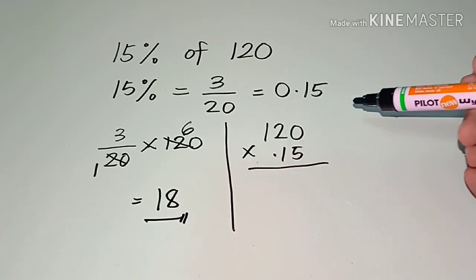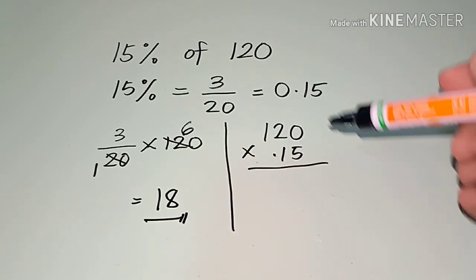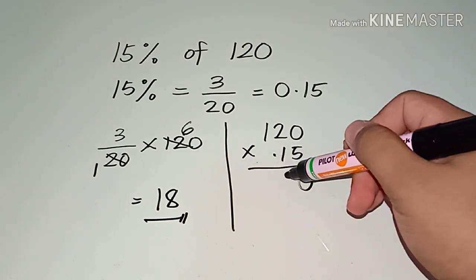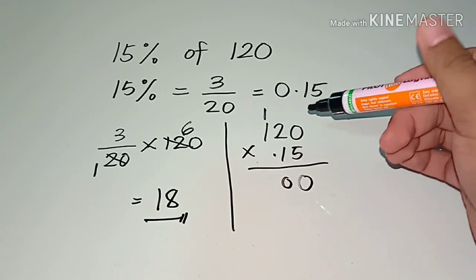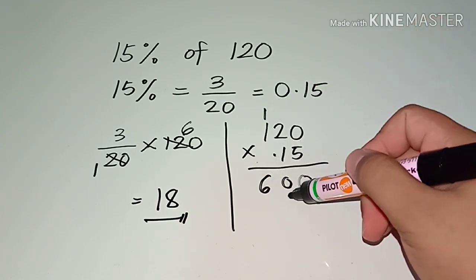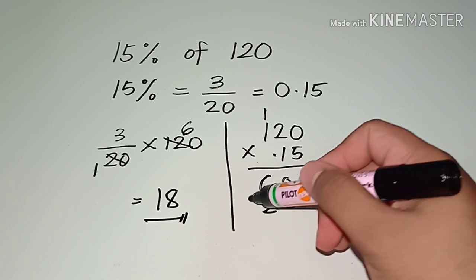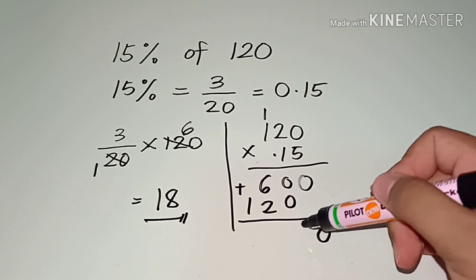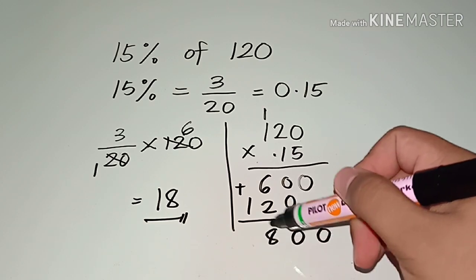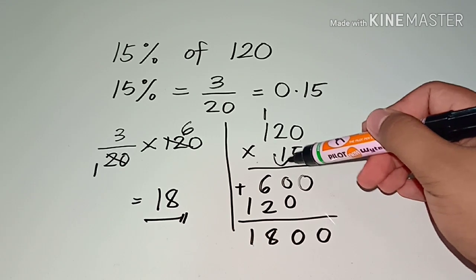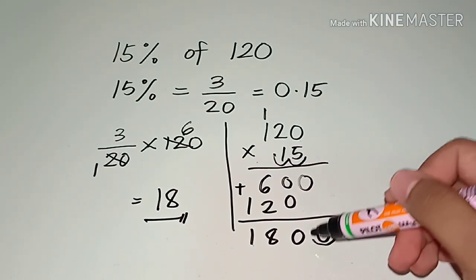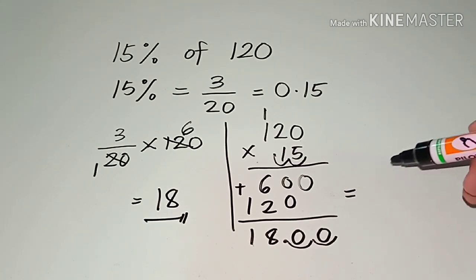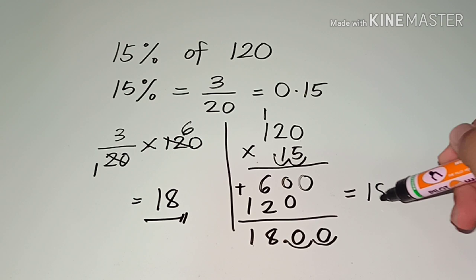So let's try to multiply 120 and 0.15 if we will still get 18. So 5 times 0, 0. 5 times 2 is 10. 5 times 1 is 5, plus 1 is 6. 1 times 0 is 0. 1 times 2 is 2. 1 times 1 is 1. Then just add it. So you will get 0, 0, 8, and 1. And remember, there's 2 decimal place. So from here, we move 2 decimal place to the left. So that means 120 times 0.15 is equal to 18.